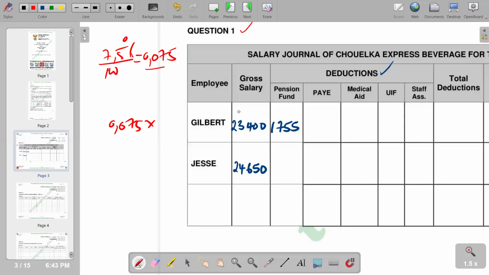And then for the pension fund for Jesse, we are also multiplying 0.075 by 24,650 to get a pension fund of 1,849. So we have 1,849.